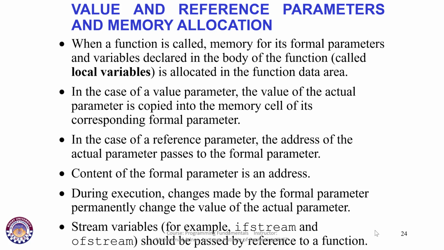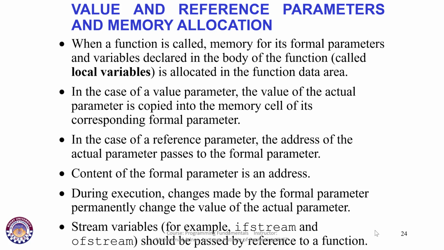But in the case of a reference parameter, if you are using the ampersand sign with your variable, the address of the actual parameter is passed to the formal parameter. In this case, we are not making a copy, but getting the address of the actual parameter, and that address is copied into the formal parameter, or argument. The content of the formal parameter is an address. So you get an address, you do not get the value of a variable.